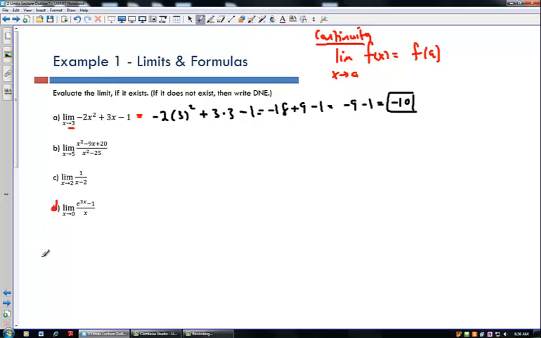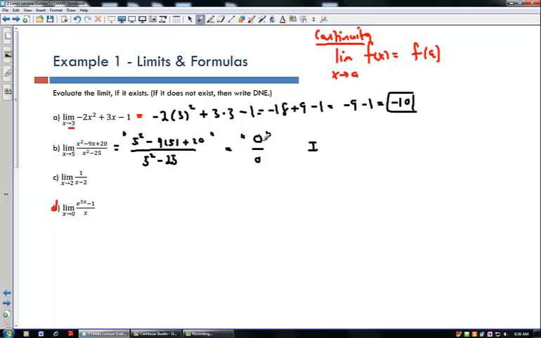In part B, you're going to get something a little bit different out. So in part B, when you plug in 5, you're going to get 5 squared minus 9 times 5 plus 20, all divided by 5 squared minus 25. And you can see on the bottom you're going to get 0. And if you look at the top, you'll see here you're also going to get 0. So you're going to get what's called 0 over 0, or indeterminate form.